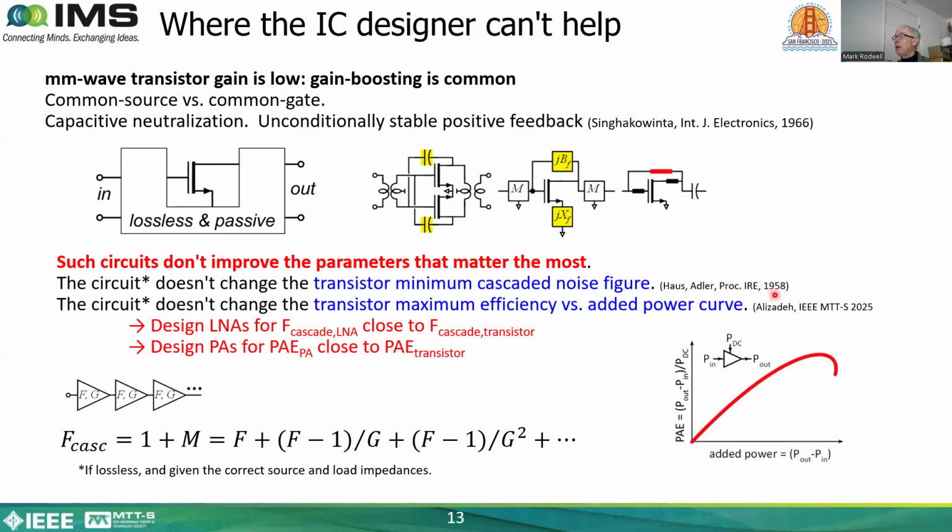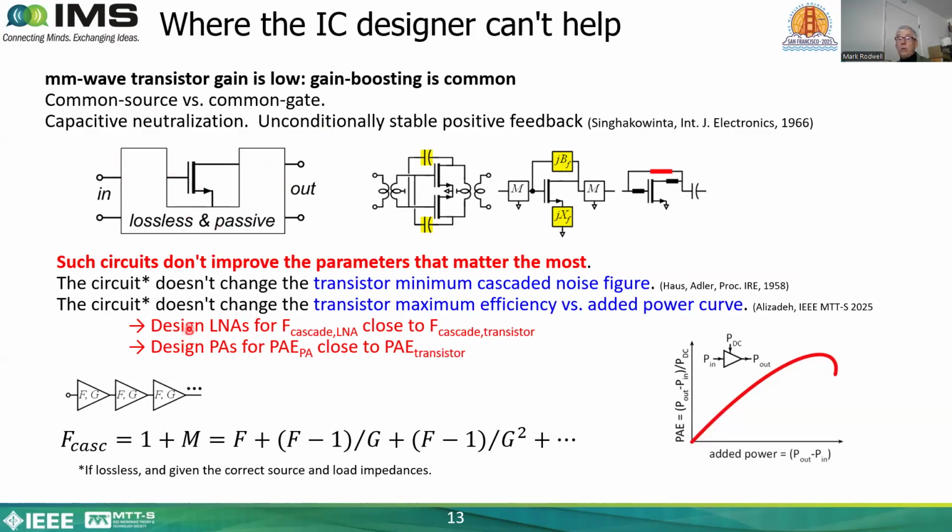House and Adler showed back in 1958 that the cascaded noise figure that I mentioned is a so-called network invariant. Embedding the transistor in a lossless circuit, no matter how clever, does not improve the circuit noise performance beyond the fundamental limit of the transistor. It's equally simple to show a similar relationship for power amplifiers: a graph of power added efficiency versus added power, output power take away input power, cannot be improved by embedding the transistor in a lossless passive network.